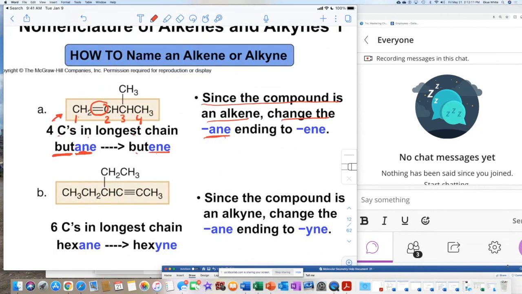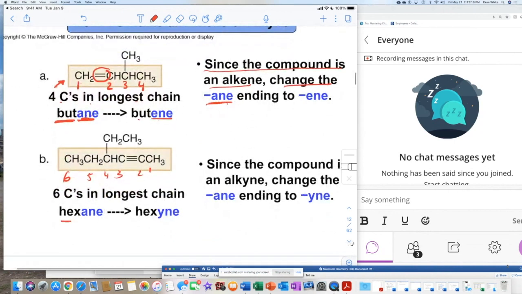Okay. What about this one here? Now we're going from right to left, right? 1, 2, 3, 4, 5, 6. We have 6 carbons. So 6, the prefix for that is hex. Hexane, if it was an alkane, but we're not dealing with an alkane, we're dealing with an alkyne, so hexyne. Okay.